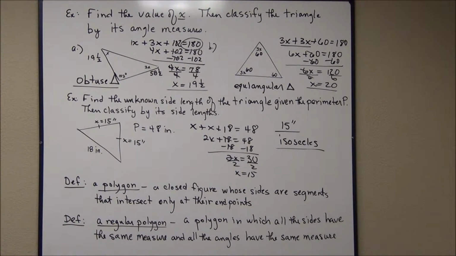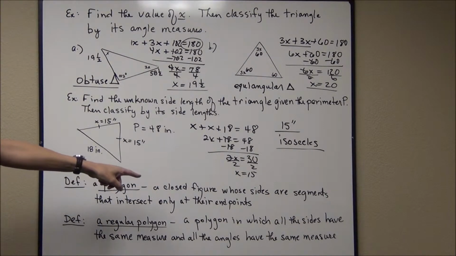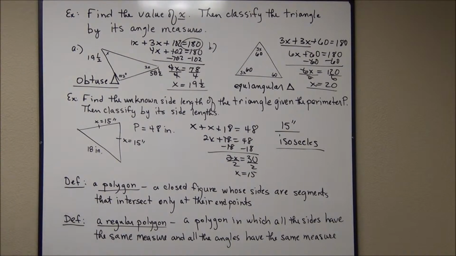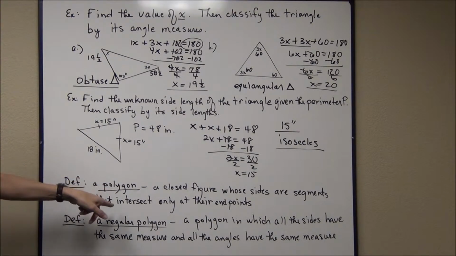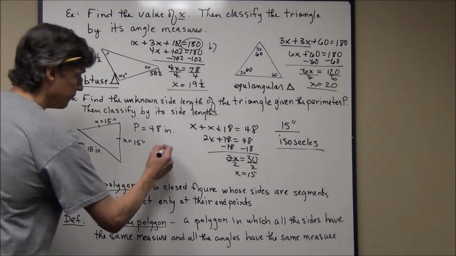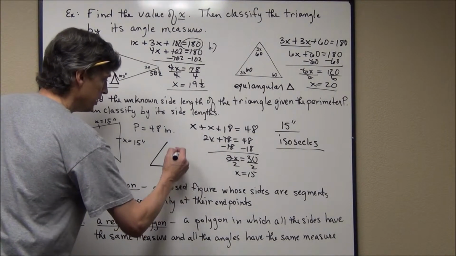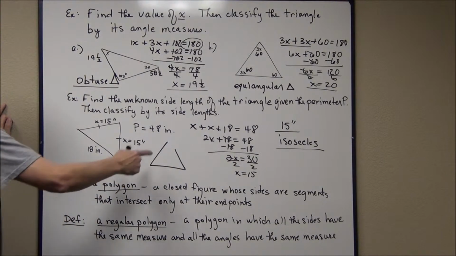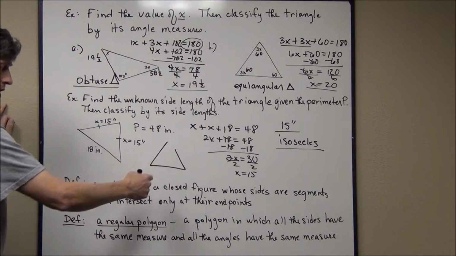Alright, now we're going to go into other types of shapes. Triangles are fine. We've talked about the angle measures, the side measures, and the different names and ways they can be classified, but they're just one type of what we call a polygon. A polygon, by definition, is a closed figure whose sides are line segments that intersect only at their endpoints, which means this is not a polygon because it's not closed. See the opening right there?